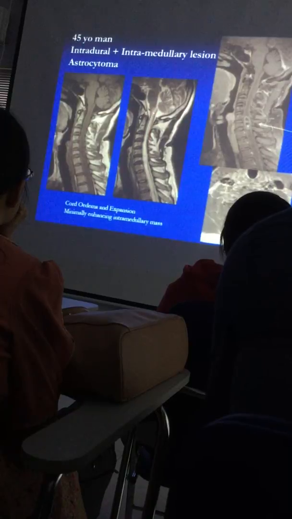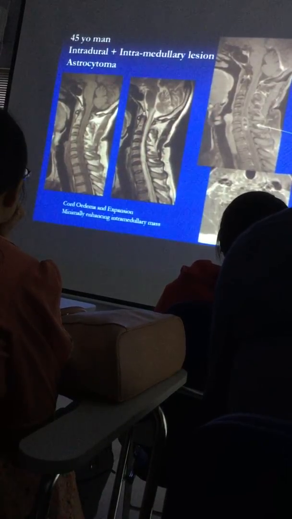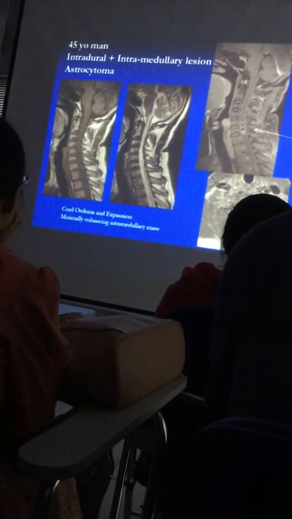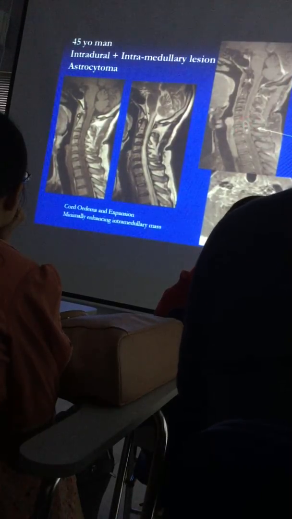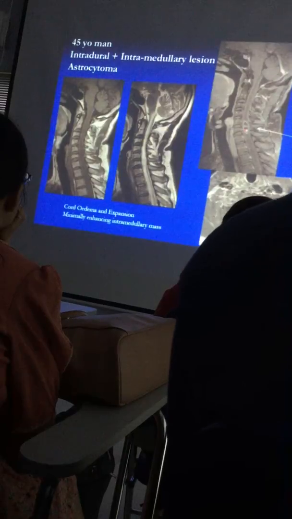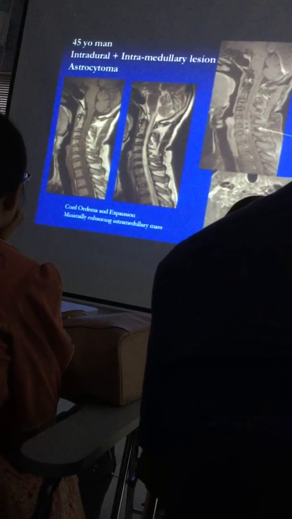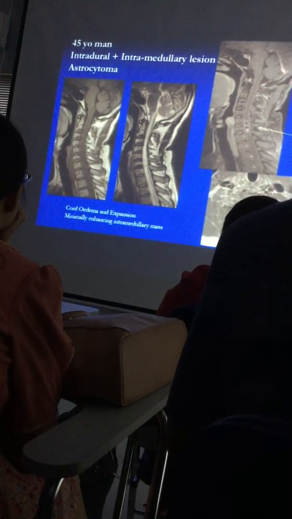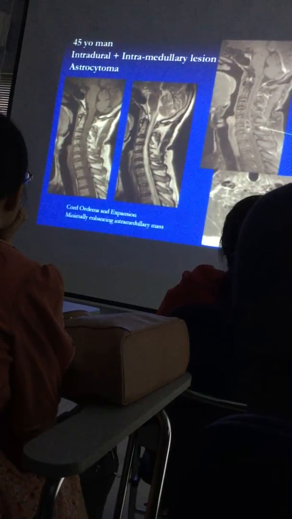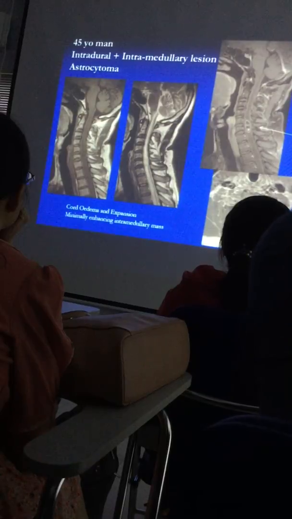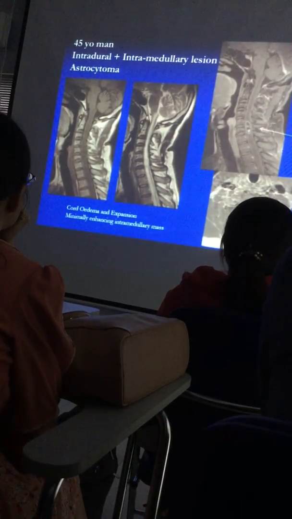We can't see the cord being displaced anywhere, and if we look at the sagittal and axial post-contrast images, we can see there's an enhancing intramedullary lesion here at about C6, and it's inside the cord. The cord is not being displaced to one side or the other. There's cord expansion with secondary cord edema. So this was an astrocytoma.